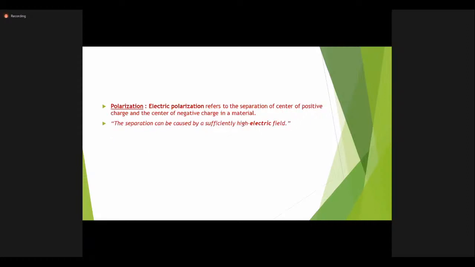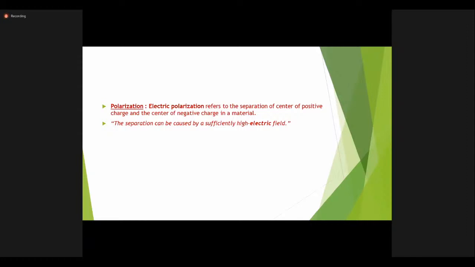Now, the next important topic is polarization. Electric polarization refers to the creation of dipoles. If we have a non-polar dielectric and we want to convert it into polar dielectric, that means non-polar dielectric has zero dipoles. There are no dipoles. So you have to create dipoles. How do we create? By applying electric field. When you apply electric field, the centers of positive charges and negative charges separate from each other, then a dipole is created, and that dipole will have dipole moment.